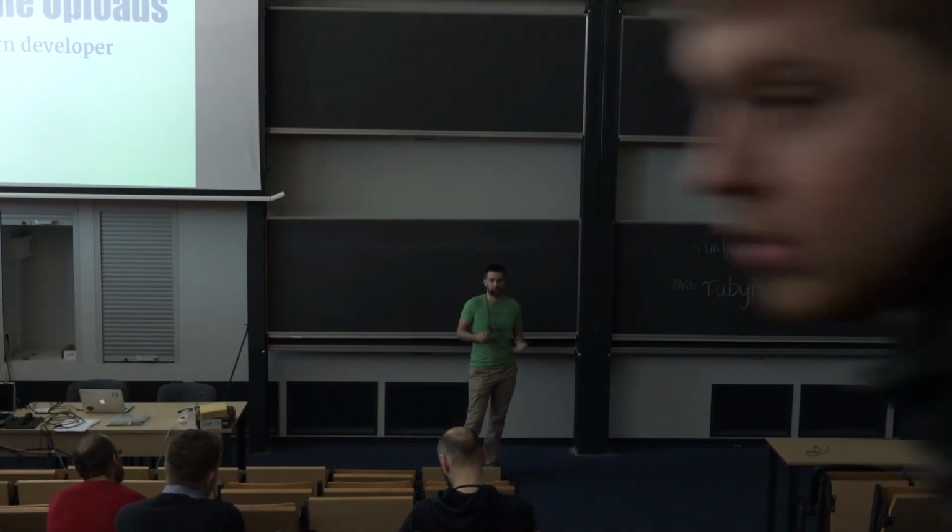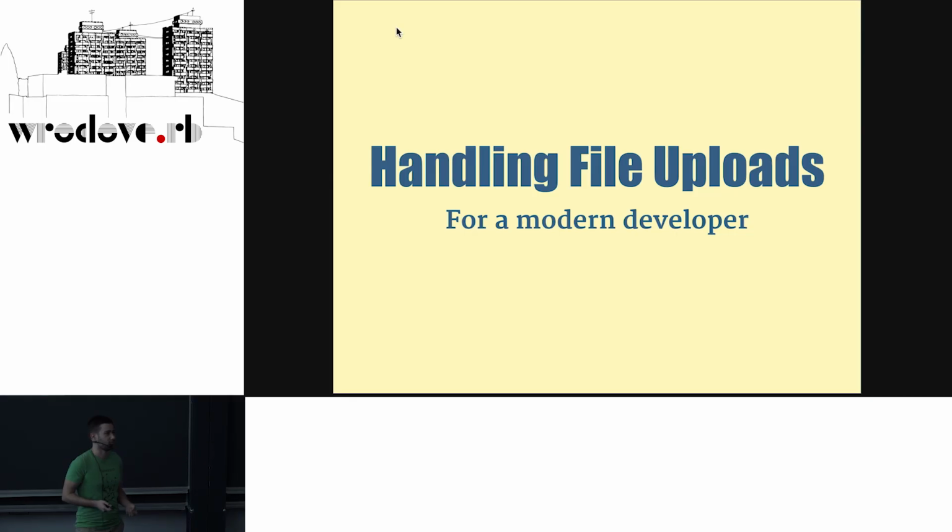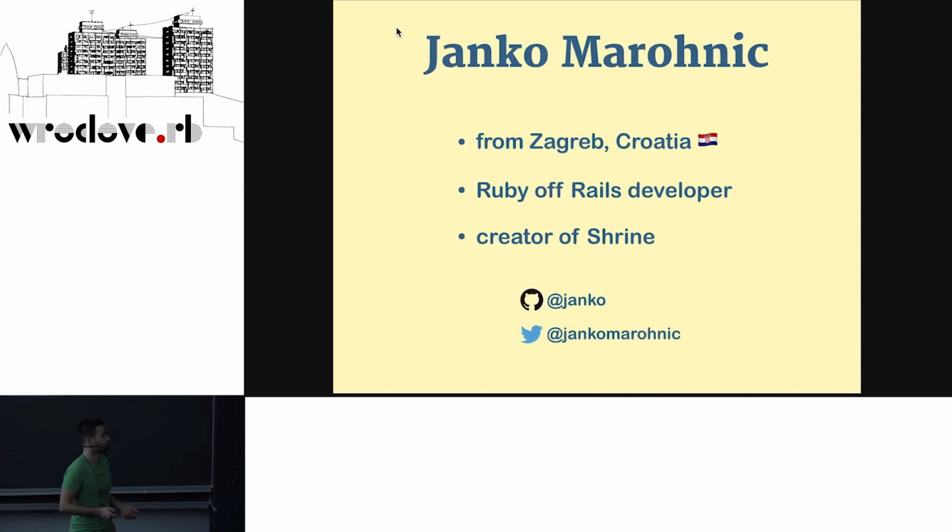And today I want to share with you some of the best practices that I learned over the past few years of being in this field. So a bit about me. My name is Janko Marohnic. I'm from Croatia. I'm a Ruby on Rails developer and creator of the Shrine file attachment library.